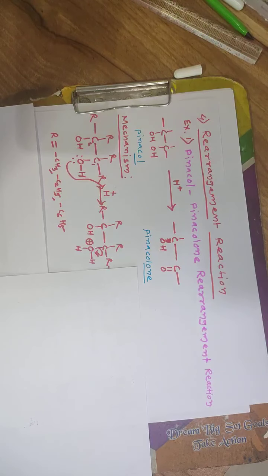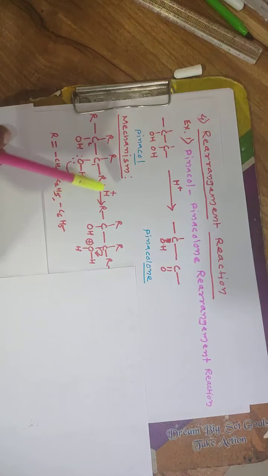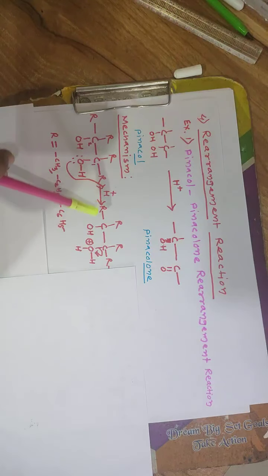Further, as oxygen is a more electronegative element, it cannot accommodate positive charge. It can accommodate negative charge, but it cannot accommodate this positive charge. So we have to neutralize this positive charge. So in the presence of acid, what happens?